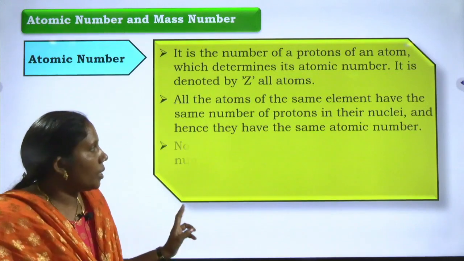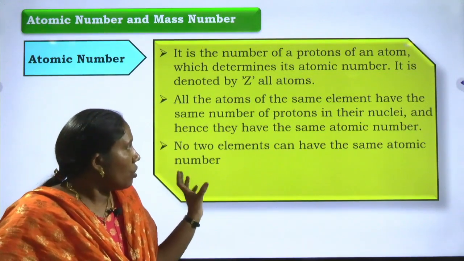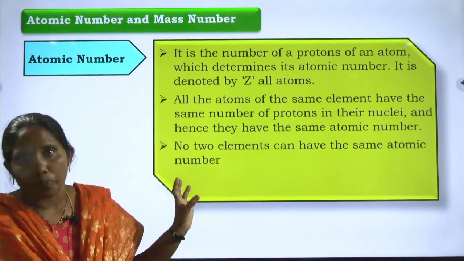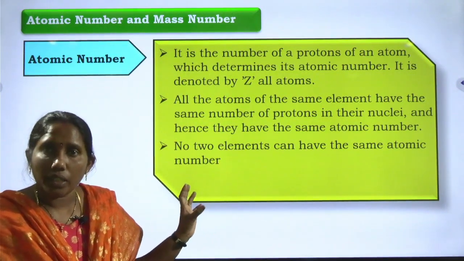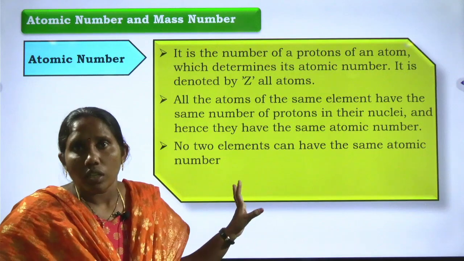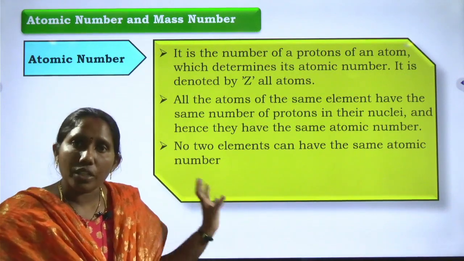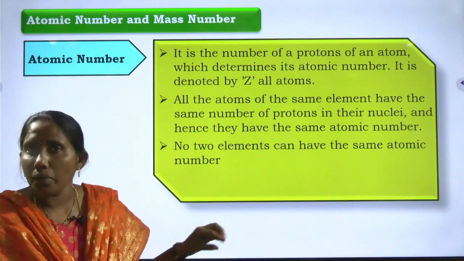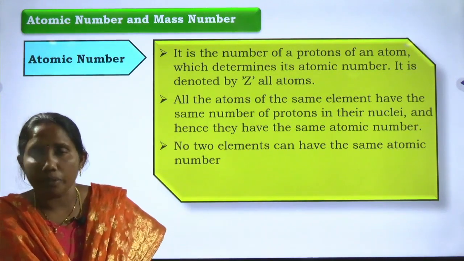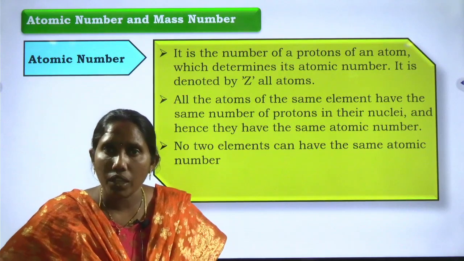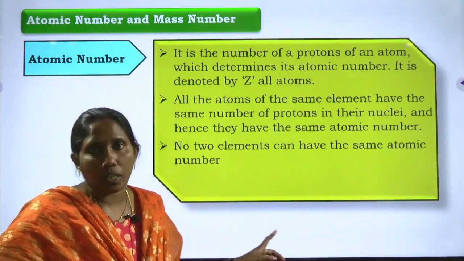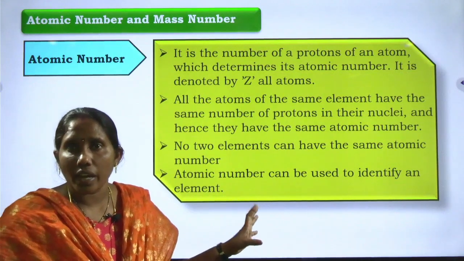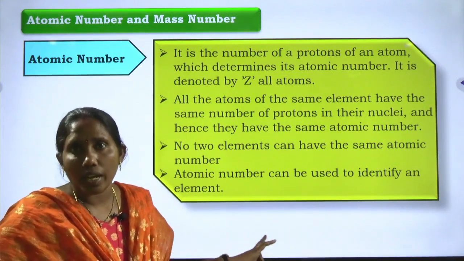No two elements can have the same atomic number. Out of 118 elements in the periodic table, each element will have its unique number. No two elements will have the same atomic number. Each and every element will have a different atomic number. Based on this atomic number only, we can identify an element.